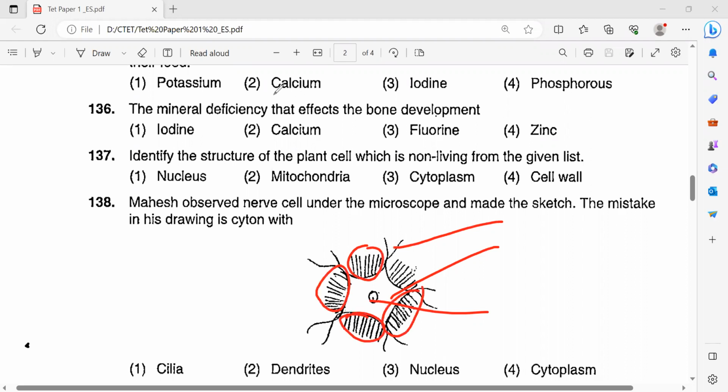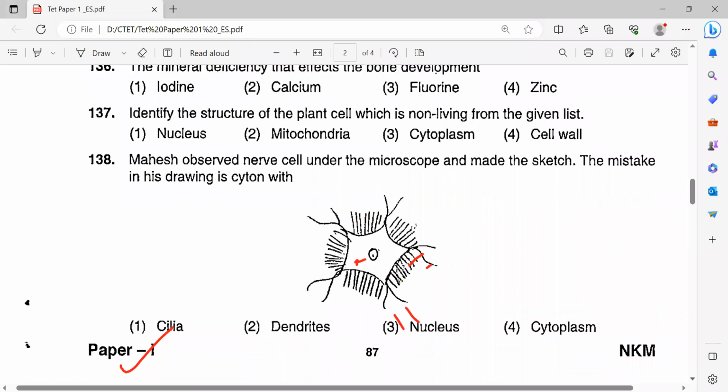We don't know what he observed in the microscope. What he observed is he drew the cilia over here, the hair-like structures, which are not present in the cyton or in the nerve cell. So the right answer is option 1, cilia. He made that mistake in his observation.